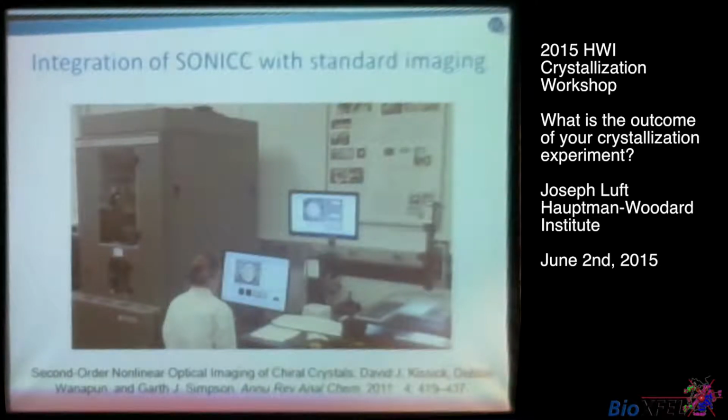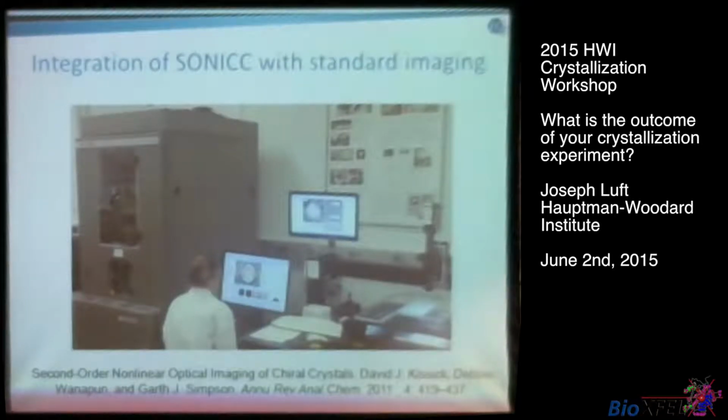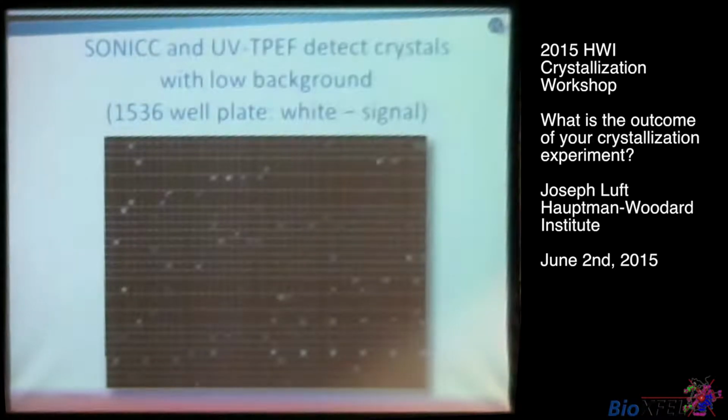So the SONICC can image about 32 96-well plates, giving the full visible, SHG and UV imaging of the plate, in 24 hours. We've got it now so that it can image about 4 of the 15 36-well plates in 24 hours. So we don't have enough SONICC time to be able to just rely on that and not anything else for imaging.